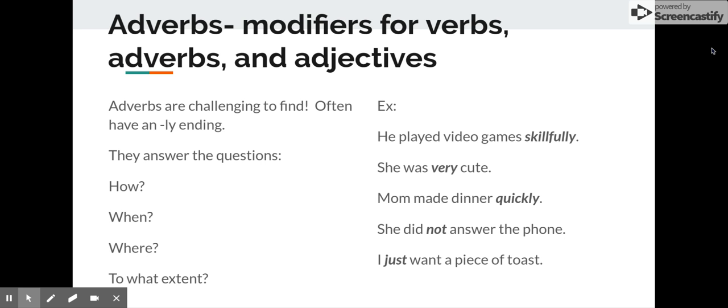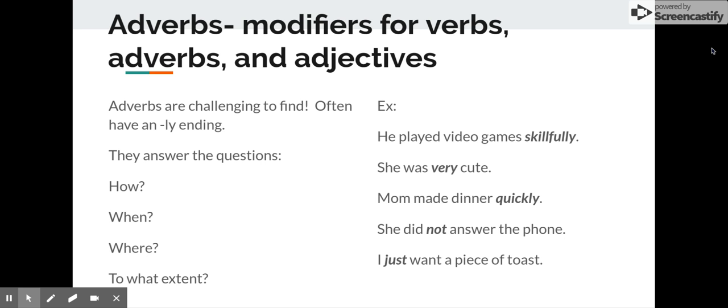Adverbs are challenging. Often you can find one by looking for an ly ending that probably has been added on. Not a word that has ly on the end already built in, but one that you add ly onto the end to make it a describer, a modifier. They answer the questions how, when, where, and to what extent.